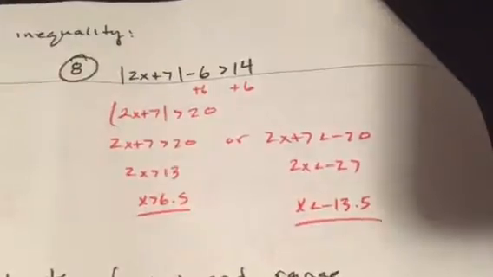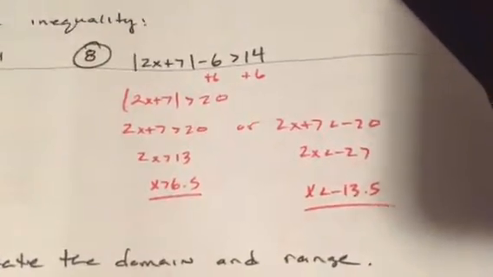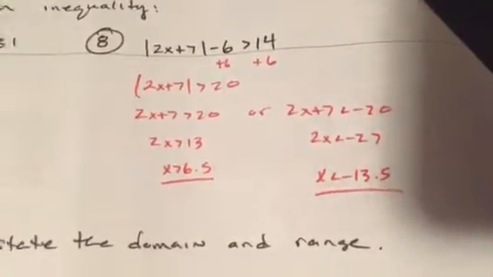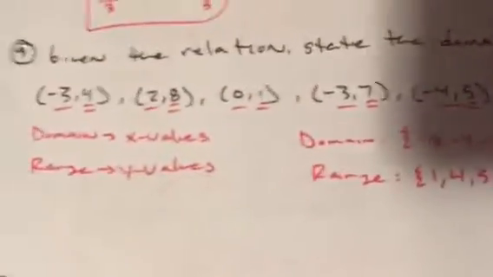When you multiply an inequality by a negative, the sign flips. Subtract 7 from both. Divide by 2. Those are your 2 answers. State the domain and range of this relation.